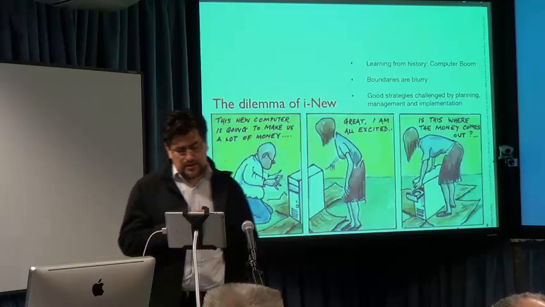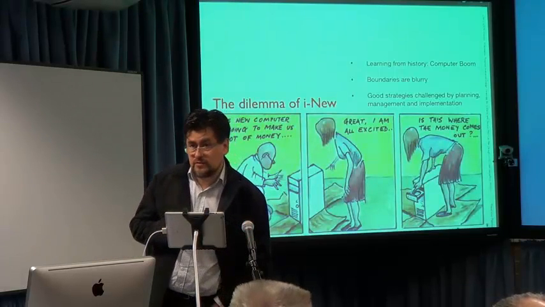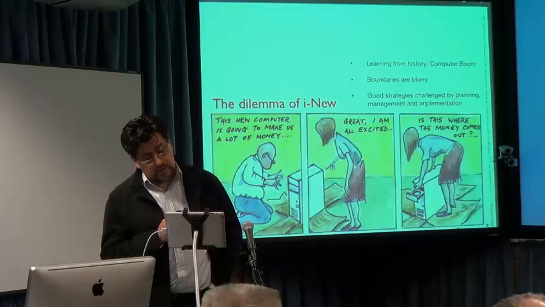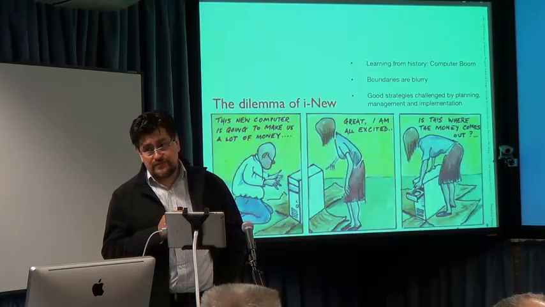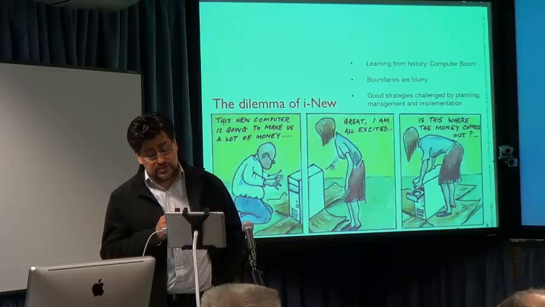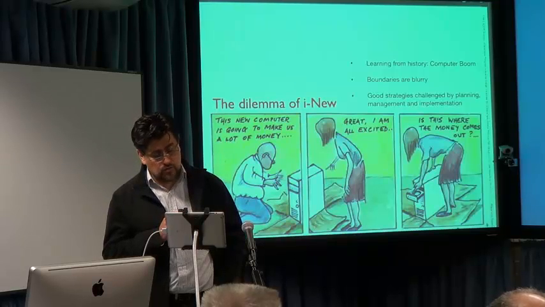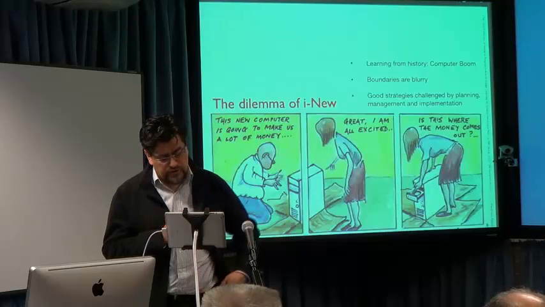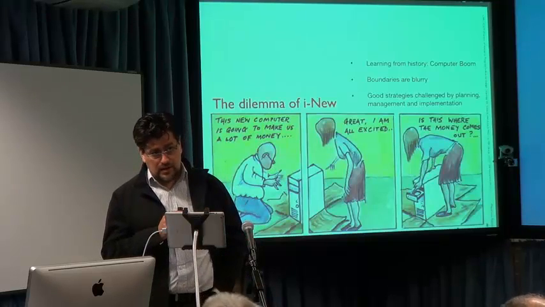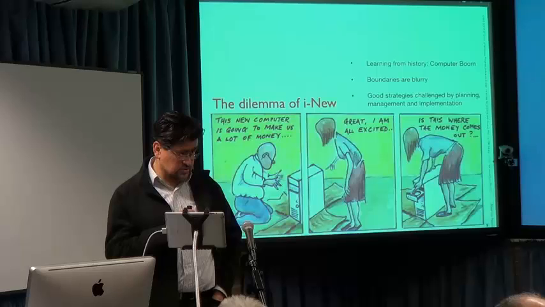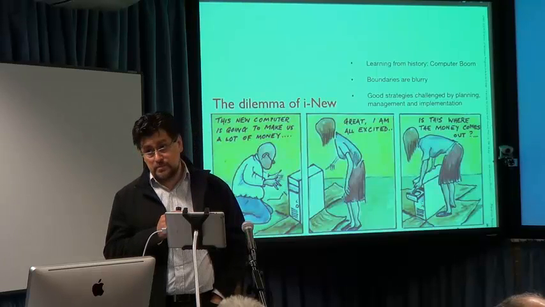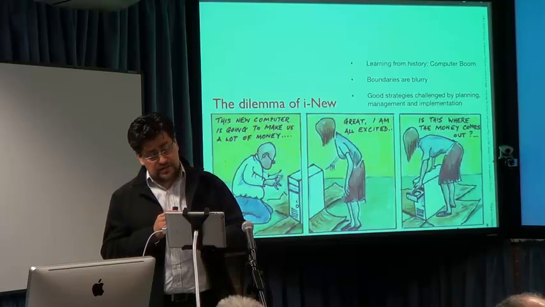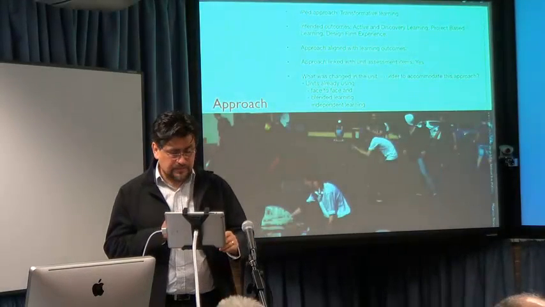This was a cartoon that I collected a long time ago concerning the boom of computing. If we can learn anything from history, the computer boom is a very good example of how to digest technology. One, the boundaries are blurry, and the other thing is that good ideas don't fail because they are good ideas. They actually fail because of planning, management, and implementation. So that is the thing that we need to think about.